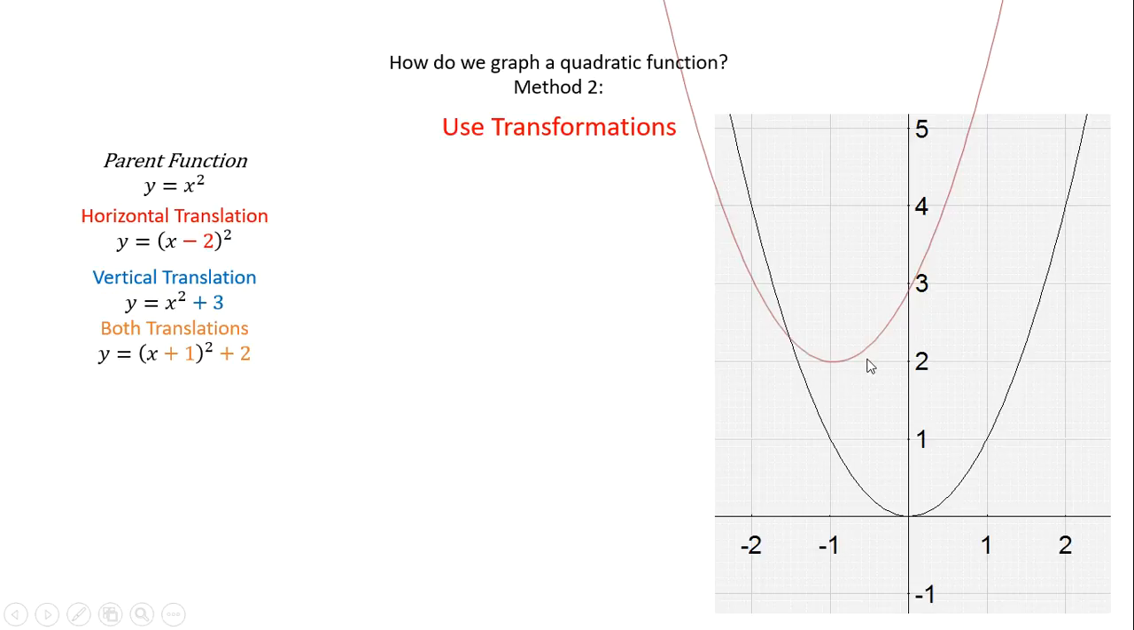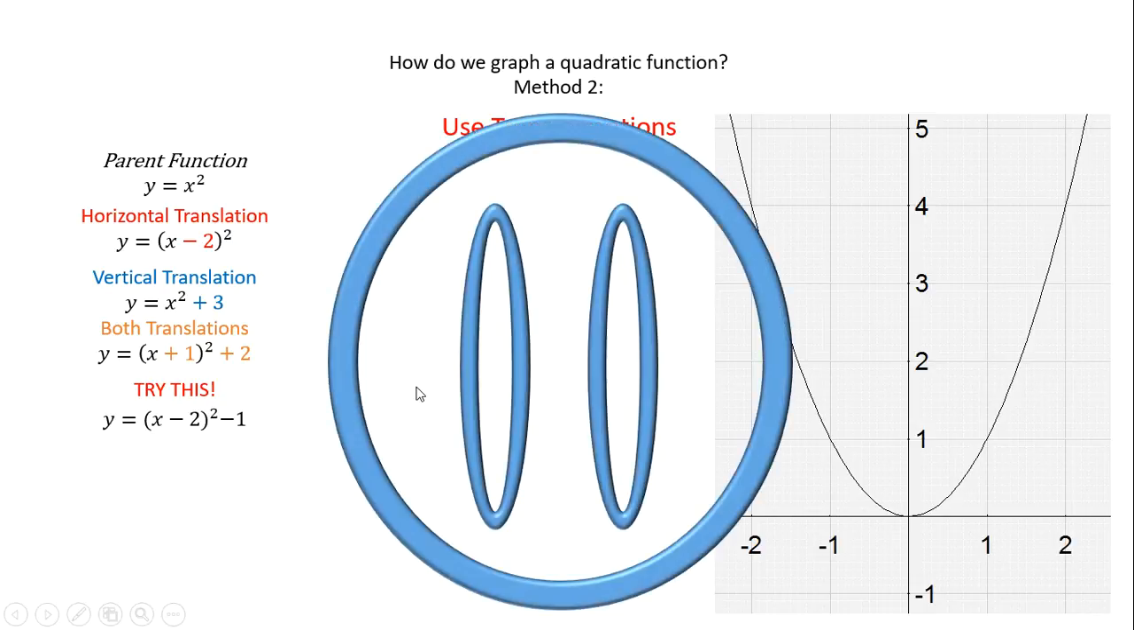Notice that none of these have changed the shape of our graph. They've just changed where it is. If we want to change the shape of it, we need to do a stretch or compression. Before that, try this one: y equals (x minus 2) squared minus 1. See if you can graph it using transformations. Think about where the vertex is going to be and graph it. Go ahead and pause, then push play again when you're done.